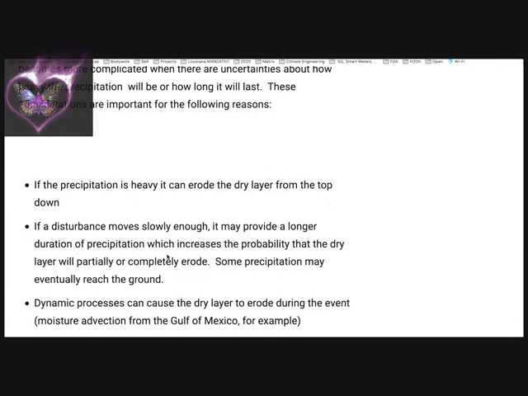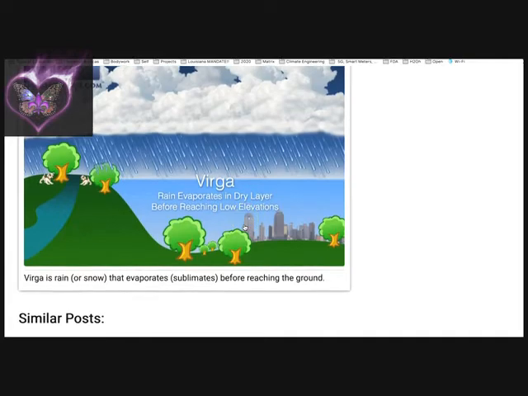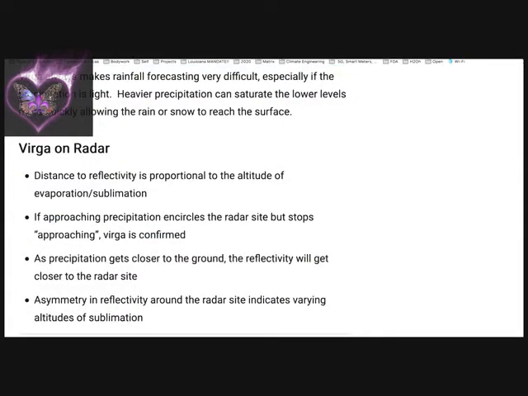If the precipitation is heavy, it can erode the dry layer from the top down. Okay, well then, so you don't have those virgas anymore. Oh, so it adds too much moisture? Okay, if a disturbance moves slowly enough, it may provide a longer duration of precipitation, which increases the probability that the dry layer will partially or completely erode. Some precipitation may eventually reach the ground. Rain evaporates in the dry layer before reaching low elevations. And there you have it, folks.